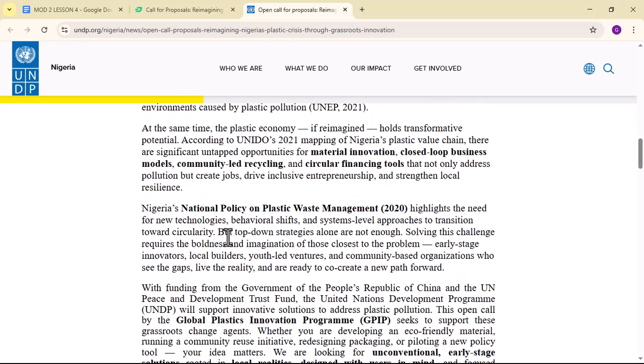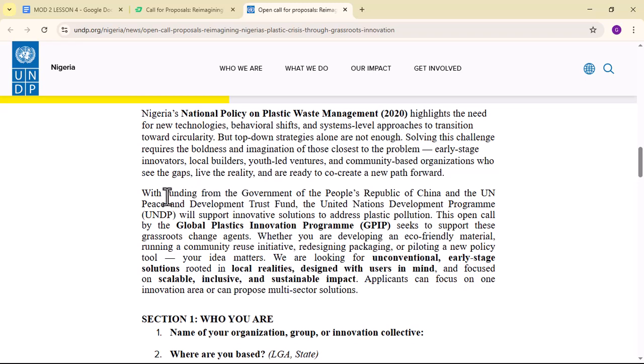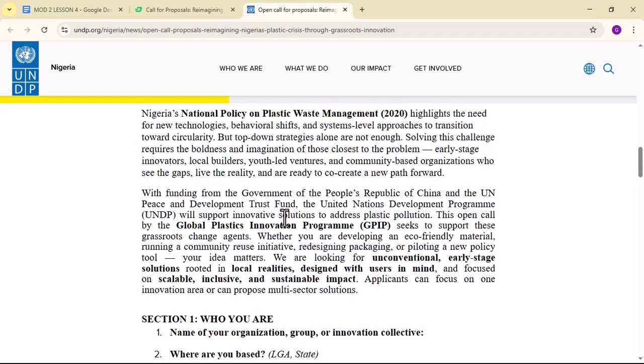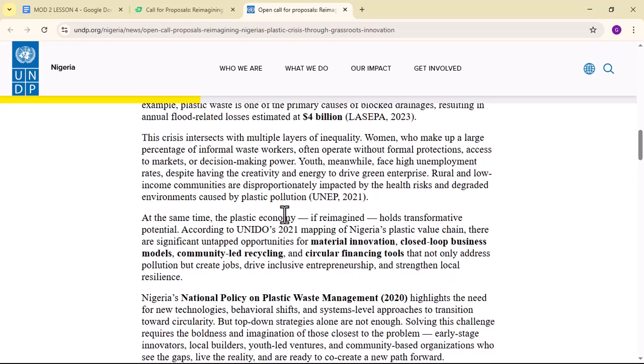All right, so going further, you still do some reading. With funding from the Government of the People's Republic of China and the UN Peace and Development Trust Fund, the United Nations UNDP will support innovative solutions to address plastic pollution. This open call by GPIP seeks to support this grassroots. Okay, so this CFP, they want to support organizations that can help solve this problem.